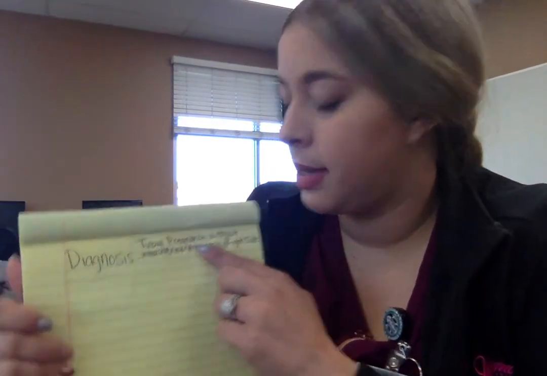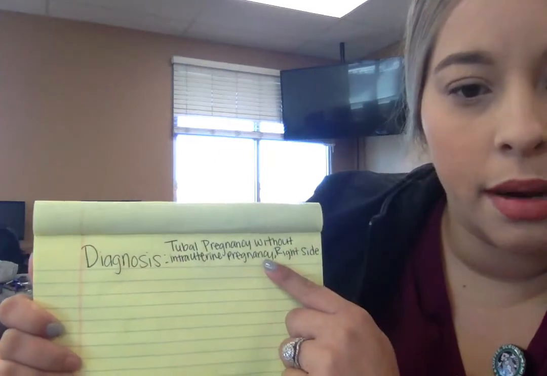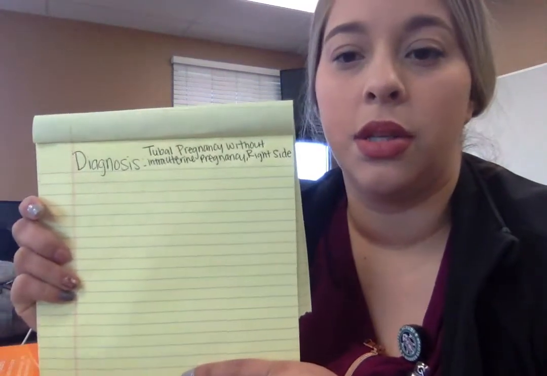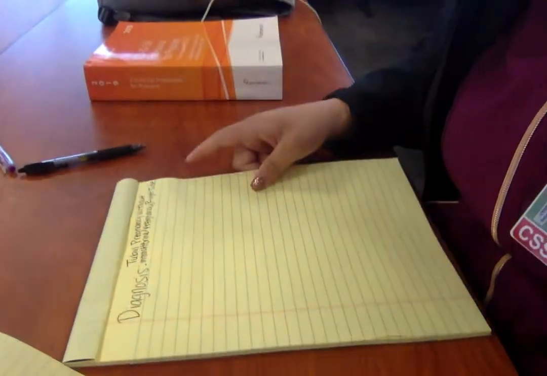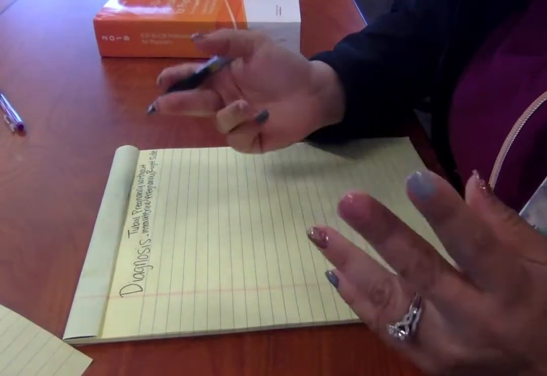So the diagnosis that is given is tubal pregnancy without intrauterine pregnancy, and more specific, it's on the right side. So I'm going to be teaching you guys how to find that and then how to code it. So in order to find a code, you have to find your main term and then your subterm.